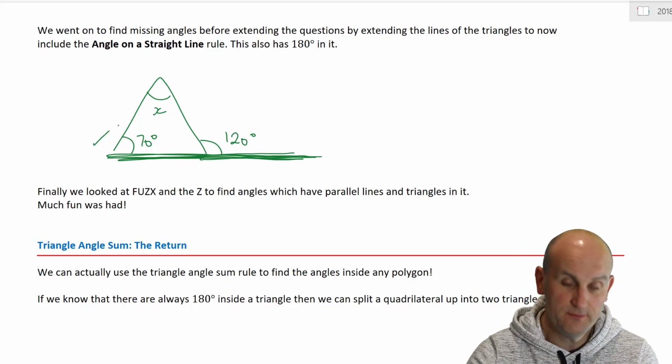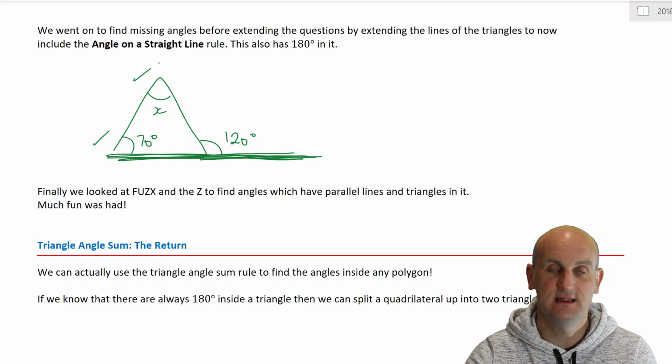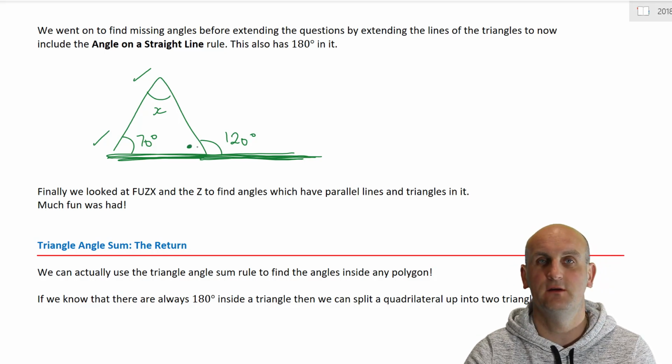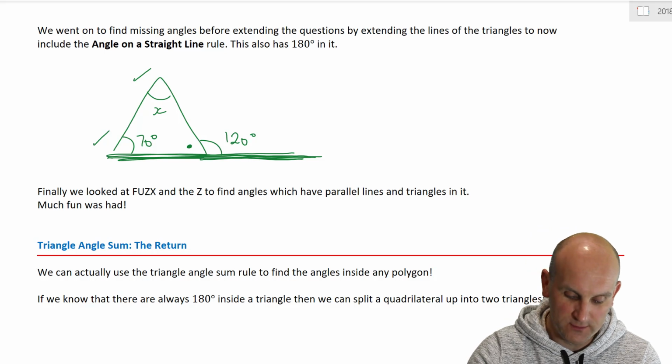At the moment, I know one of them. There is my 70. I want to find x. There's my second one. Well, it means now I need to find this angle here with my dot. And you're going to say, well, how do I find that? And that's where we use this rule.